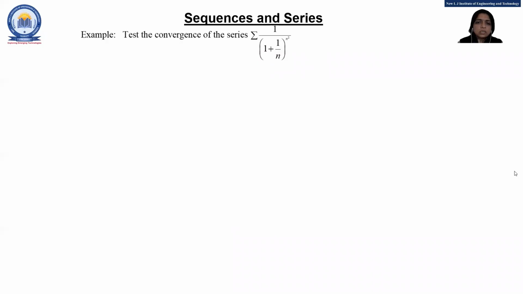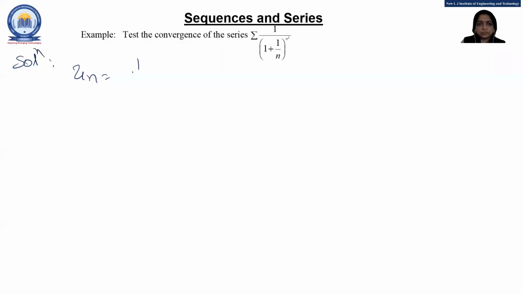Okay, so the next example is: test the convergence of the series 1 upon (1 plus 1 by n) whole raised to n square, right? And as I told you, if the series has a power in the term of n, then this root test is easy for you. Here again, what is your un?